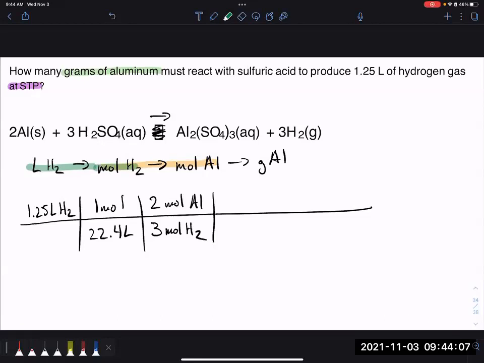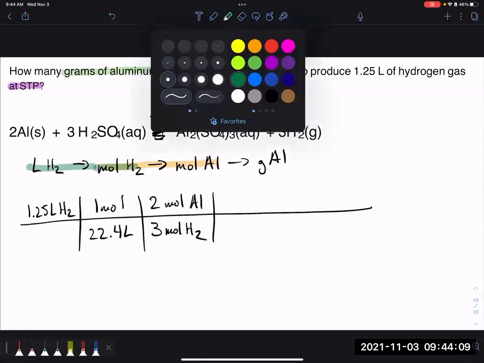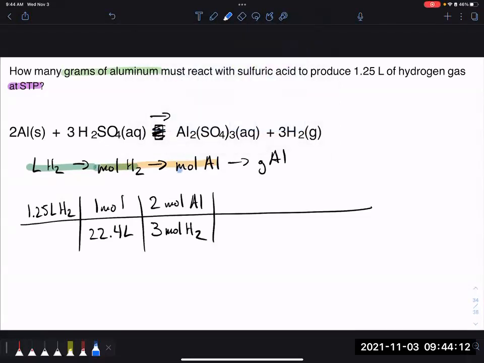Now we need to go from moles of aluminum to grams of aluminum. How do we do that? It's on the periodic table. Oh, we do the molar mass. The molar mass. Where's aluminum? Oh, duh, I should know. So we use 26.98 grams of aluminum is 1 mole of aluminum.